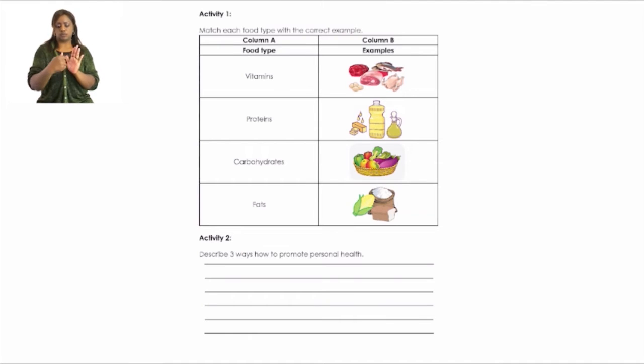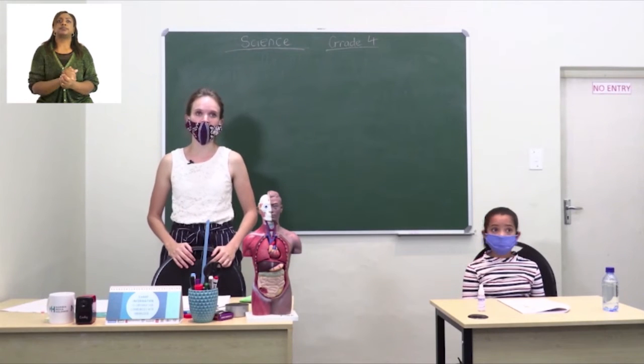And then also activity 2. Describe 3 ways how to promote personal health. And remember, we talked about this, so I am sure that you will be able to do this. But don't stress, the memorandum is on the next page, on page 28. Okay, but please try to do it on your own before you take a look at the memorandum.